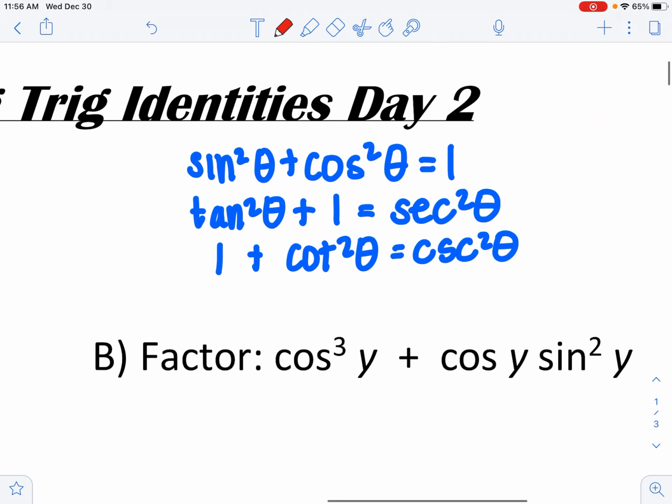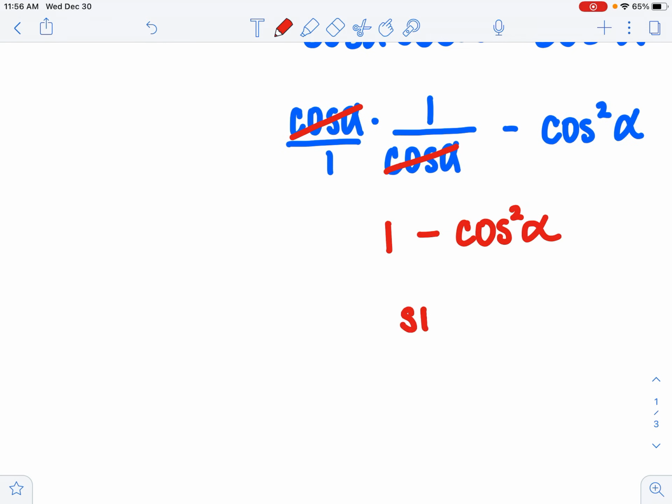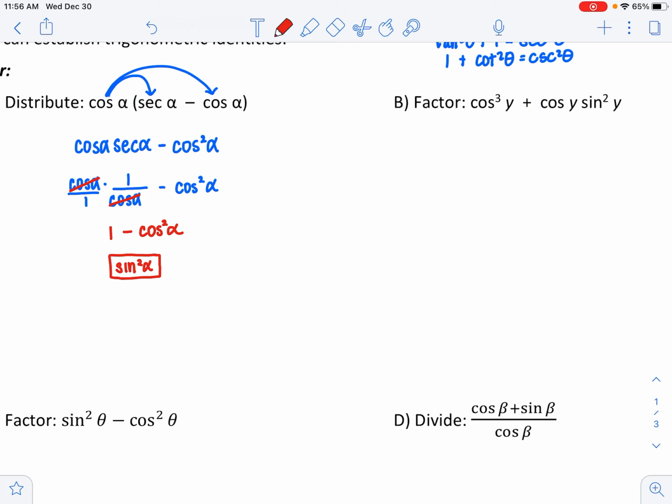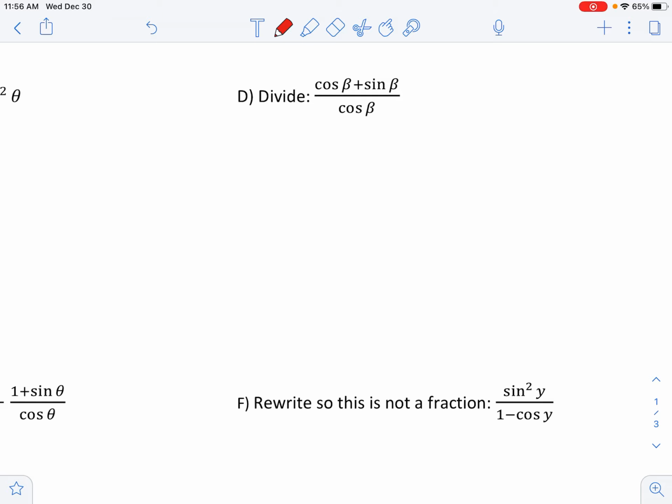How can I manipulate one of these, which is going to be the first one, to be 1 minus cosine squared? I would have to subtract cosine squared from both sides. I'd be left with sine squared on the other side. So this is equivalent to sine squared of alpha. Don't forget your angle name. And we practice, notice I have alpha, gamma, beta, theta, gamma again.